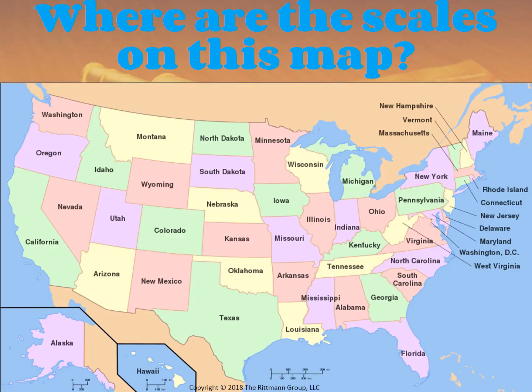Where are the scales on this map? If you look at this map here, the scale is down here on the bottom. It tells you this distance from here to here is about 300 miles. So if I measure from Louisiana to about right here, this part of Texas, it is about 300 miles. It's roughly. You could use a ruler to give you a much more accurate measurement.